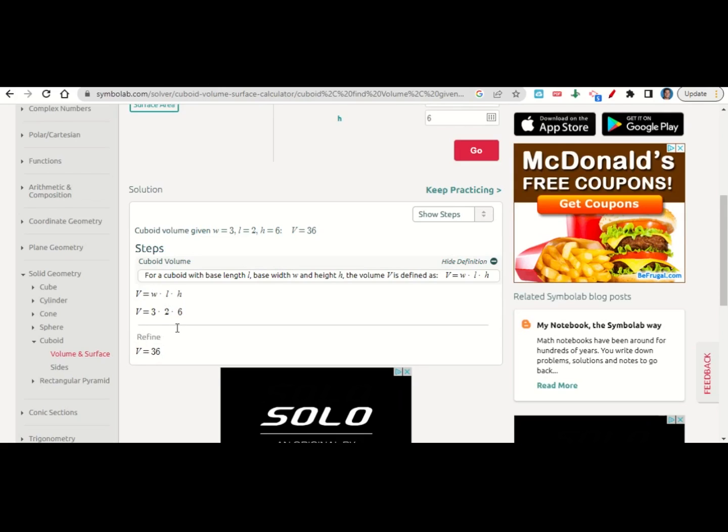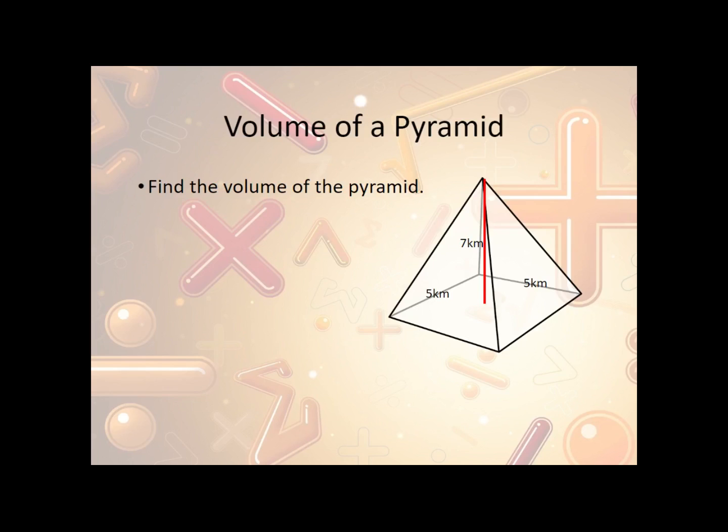So our volume for this prism would be 36. And this is how you can use Symbolab to check your work when finding the volume of a prism. Now let's take a look at how to find the volume of a pyramid.